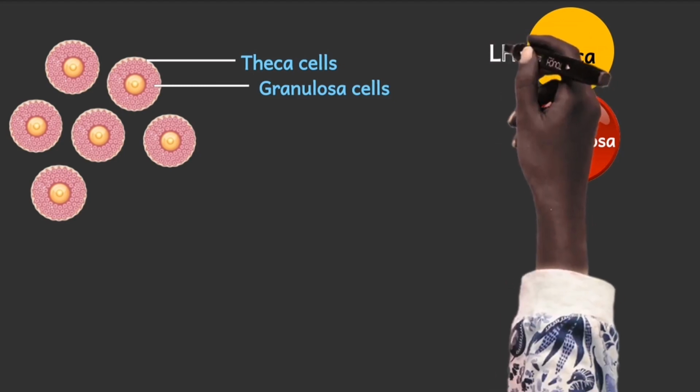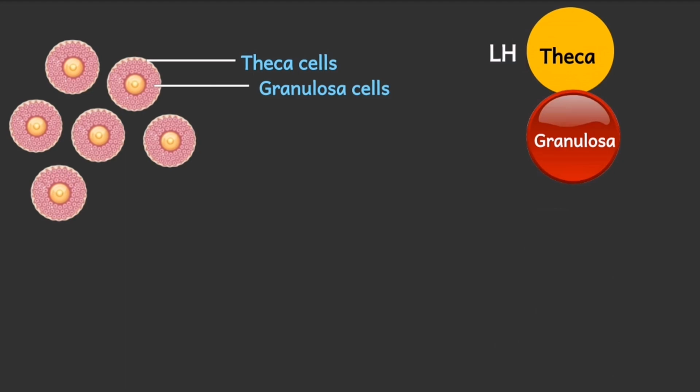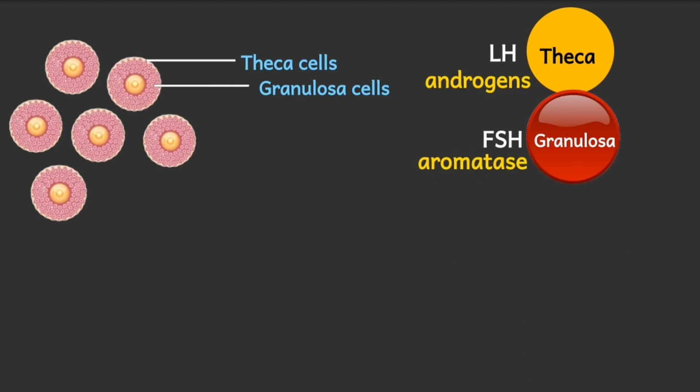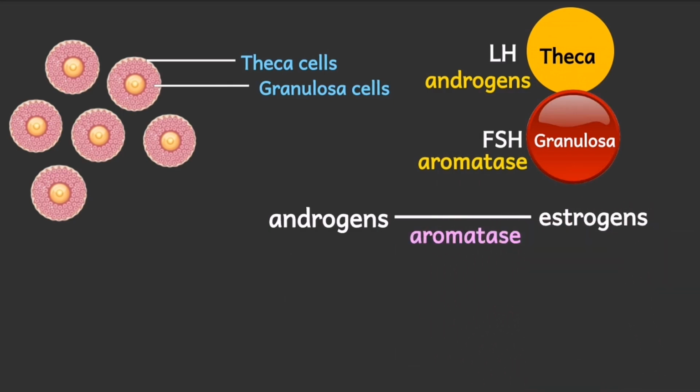The luteinizing hormone, or the LH, tells the theca cells to produce a group of hormones called androgens, and then the follicle stimulating hormone, the FSH, tells the granulosa cells to produce an enzyme which is able to convert the androgens produced into estrogens. This enzyme is known as aromatase, and so the granulosa cells are able to convert androgens to estrogens using aromatase. Now remember, we said that it is the estrogen produced by the ovary which will go and work on the endometrium to regenerate the functional layer during the proliferative phase of the endometrial changes.